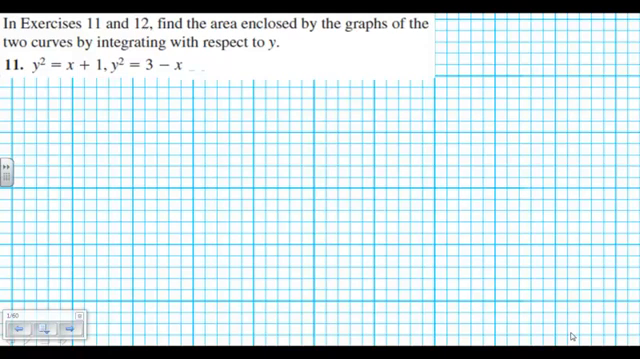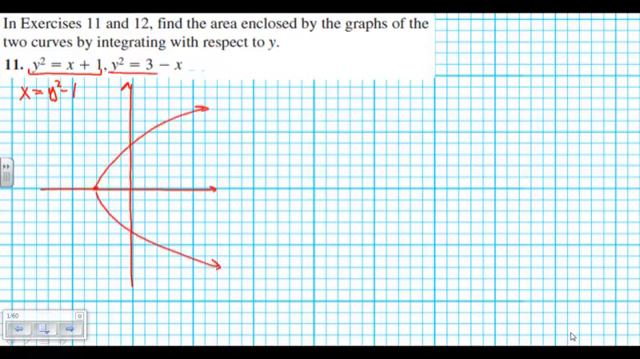Here's problem number 11 from section 7.2. Let's start by rewriting this equation in the form x equals. And if I do that, I get x equals y squared minus 1. And then let's graph that out. So when y is 0, x is negative 1, and we have a parabola, and it opens like so.